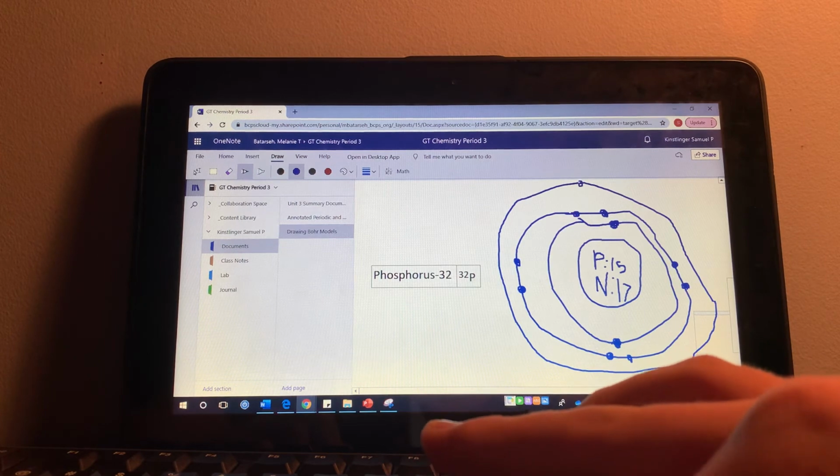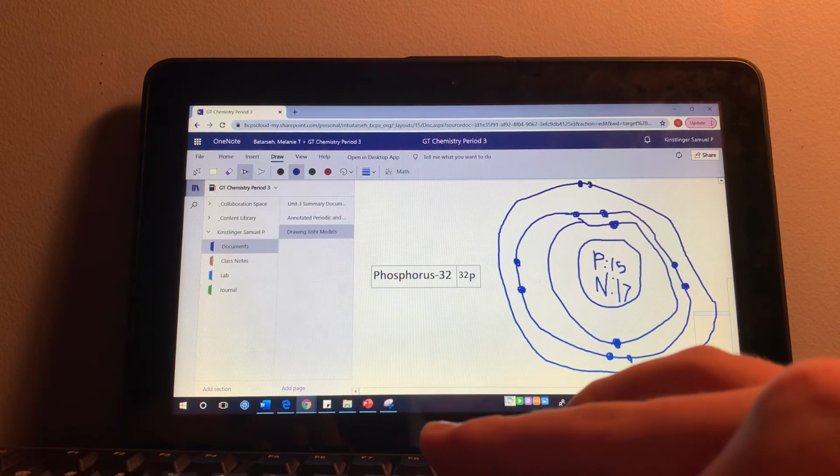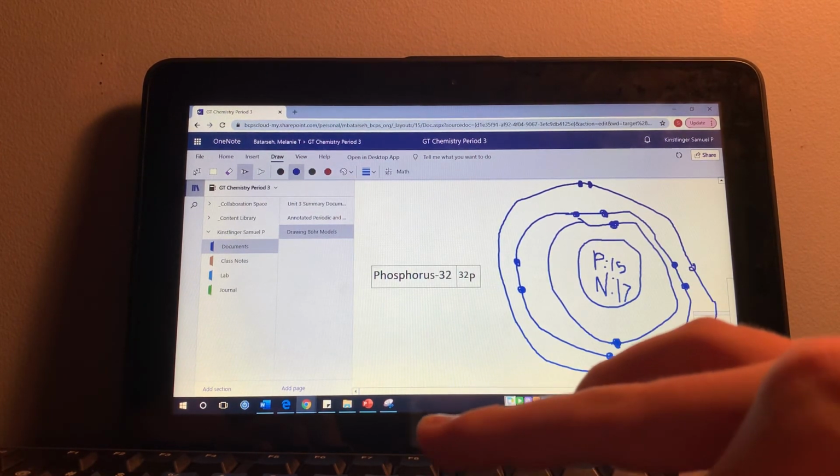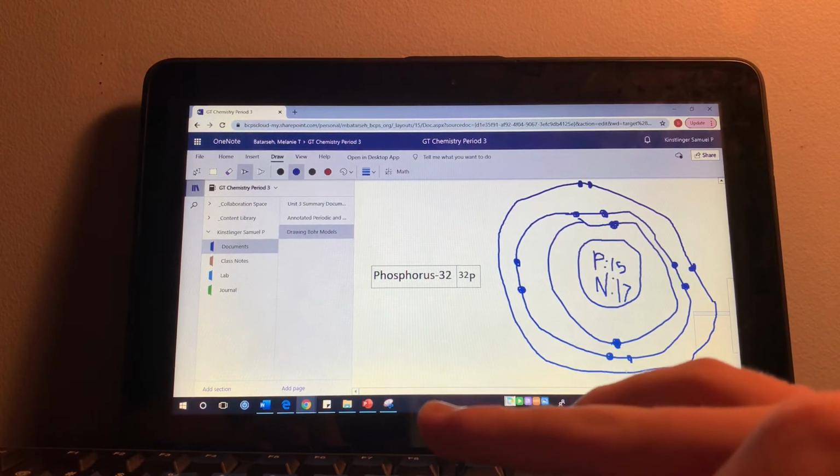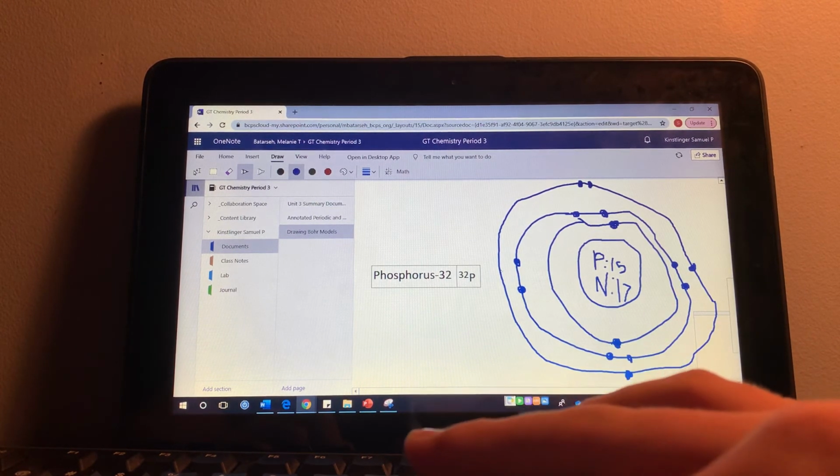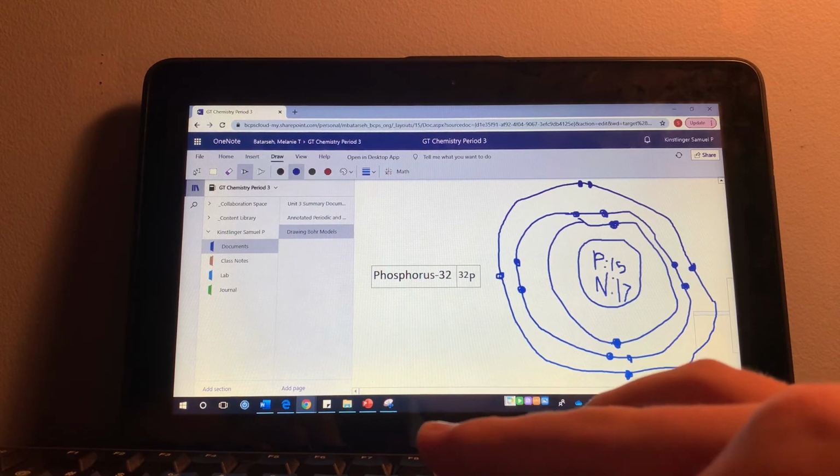So we go 1, 2, 3, 4, 5. Now that's how you draw it for phosphorus.